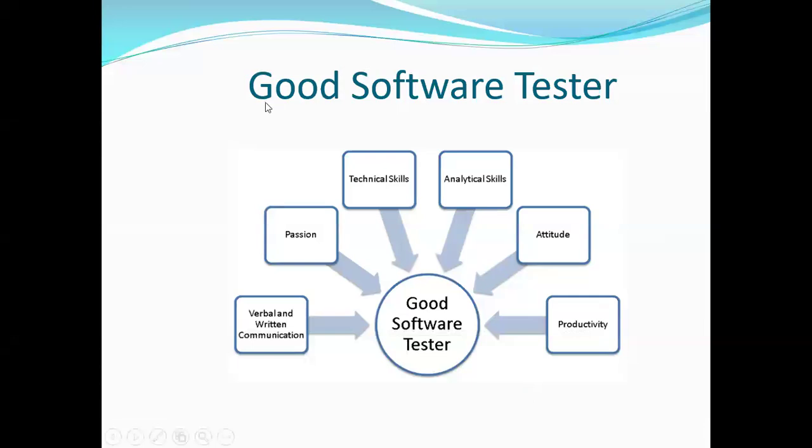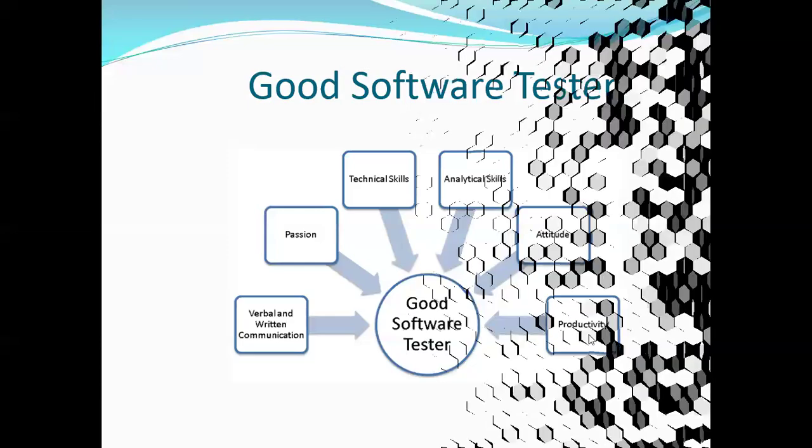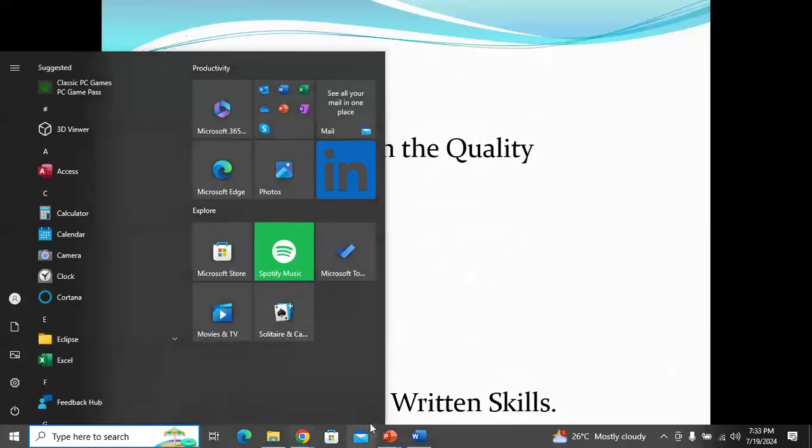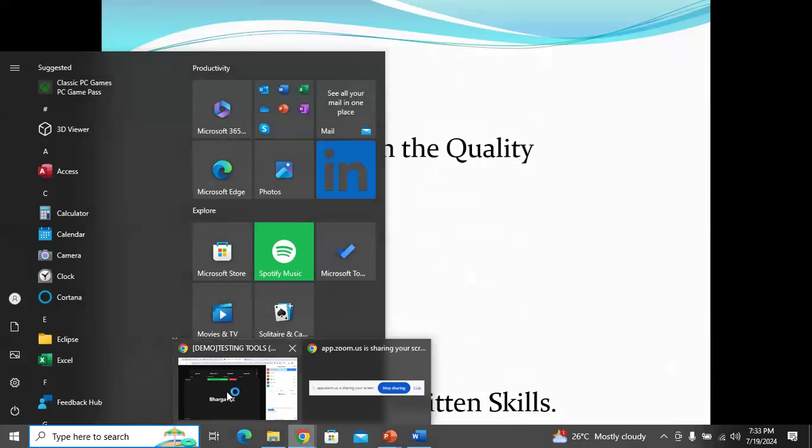If you want to be a good software tester, technical skills are required, analytical skills are required, passion is required, attitude is required, and moreover, as I told you, communication is very important. And finally, one thing, productivity. What is called productivity? Productivity means what? Anyone? What is the meaning of productivity?